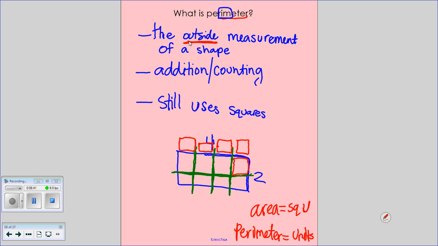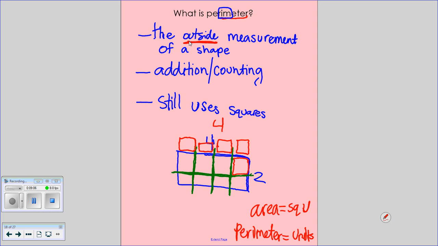How many sides of that? How many perimeter squares could I stack on one side? How many perimeter squares could I stack on my top side, Susie? 4. This dimension is still 4.